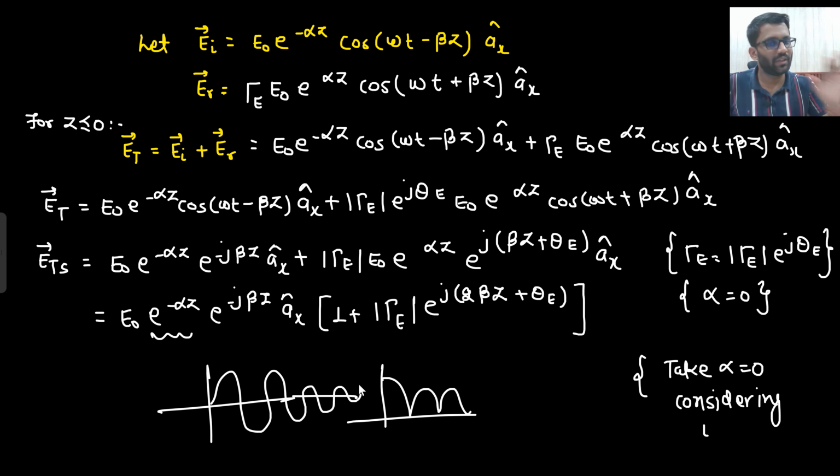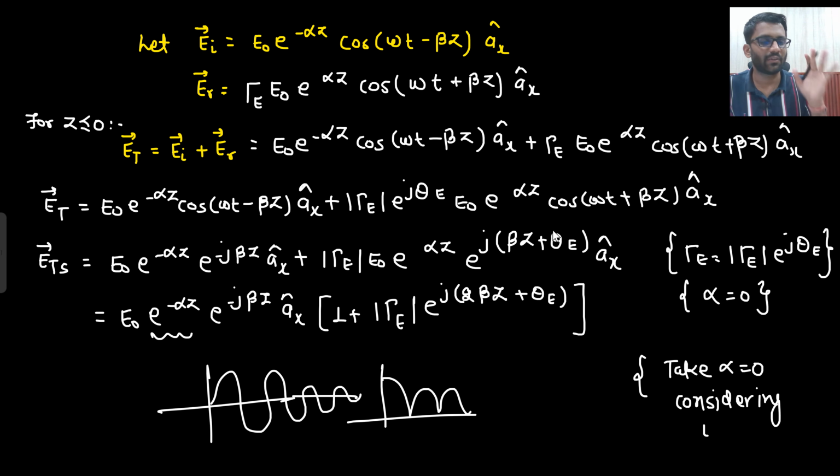So alpha equals to 0 will be asked only. In any book you see, they have taken the alpha equals to 0 condition. Lossless condition only they have taken. I just wanted to take this alpha here so that you could understand that even if there is alpha, what will happen? The magnitude will go down. That is the only thing that will happen. Is that clear to you?